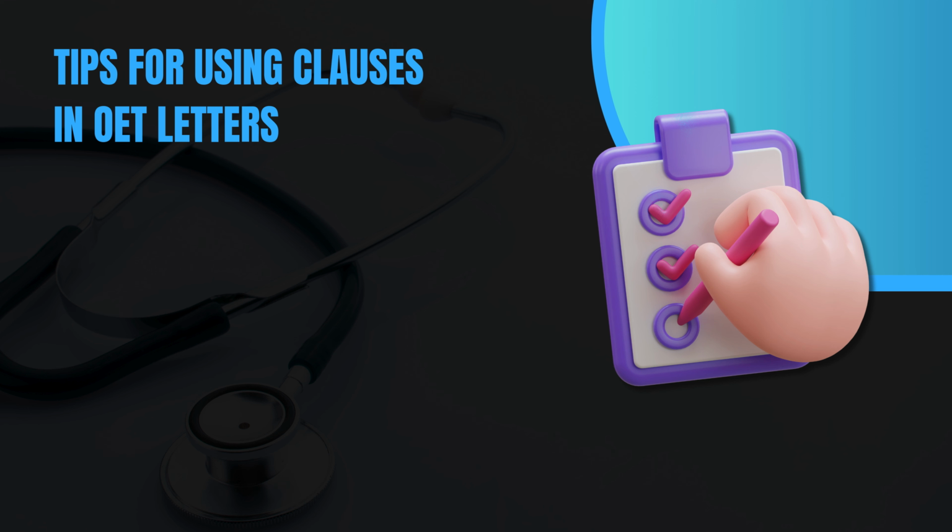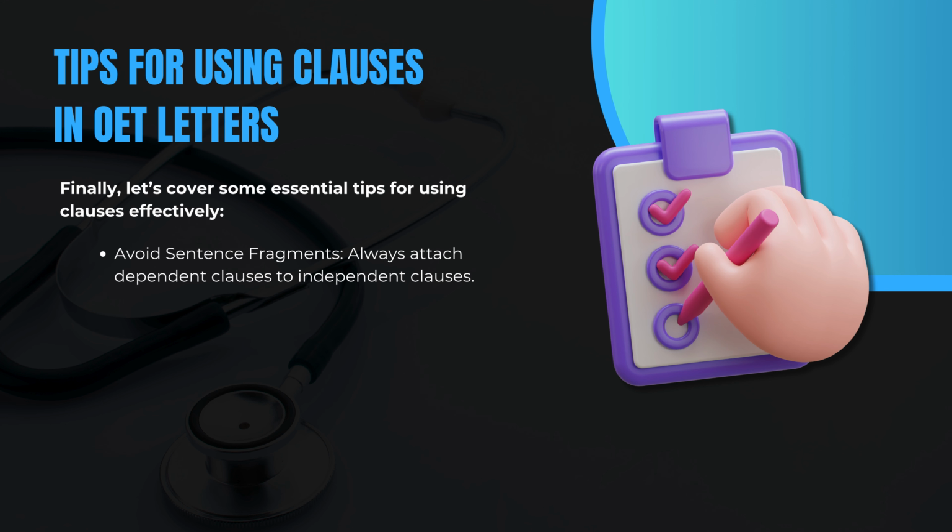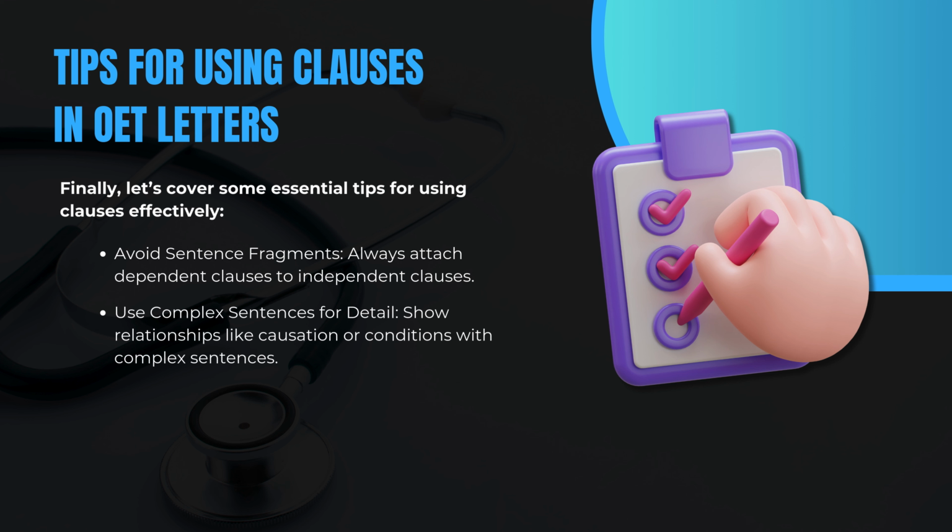Tips for using clauses in OET letters. Finally, let's cover some essential tips for using clauses effectively. Avoid sentence fragments. Always attach dependent clauses to independent clauses. Use complex sentences for detail. Show relationships like causation or conditions with complex sentences.